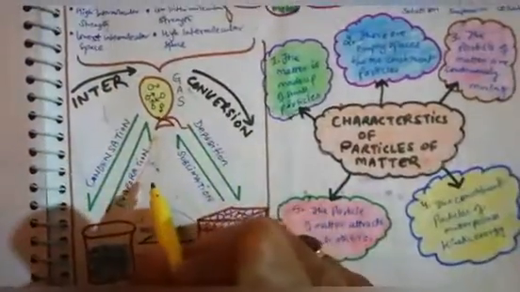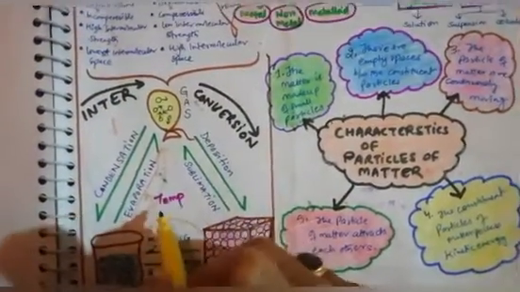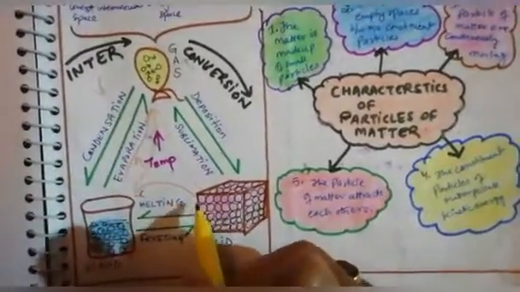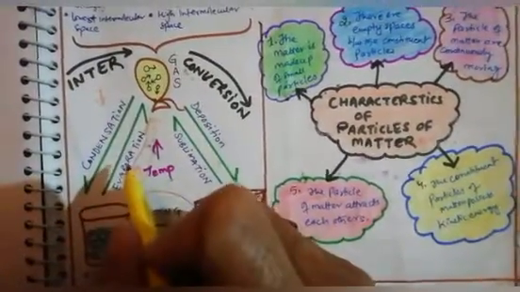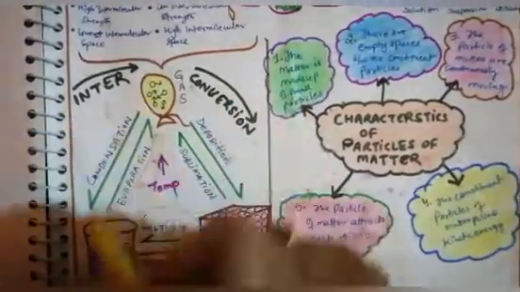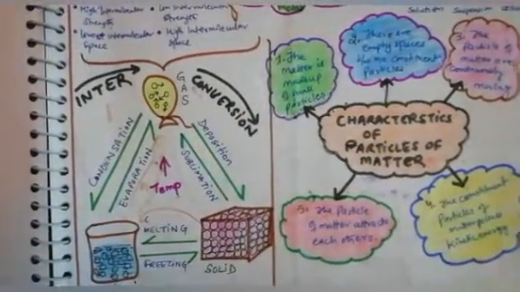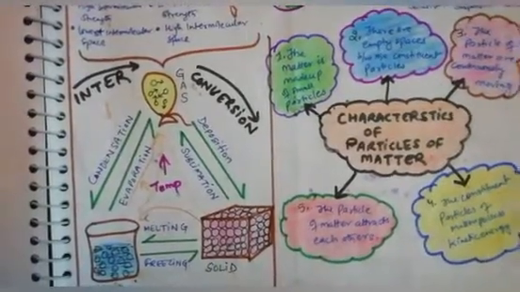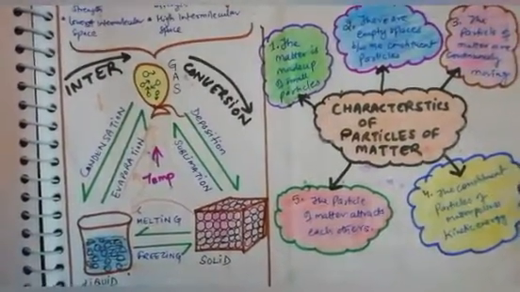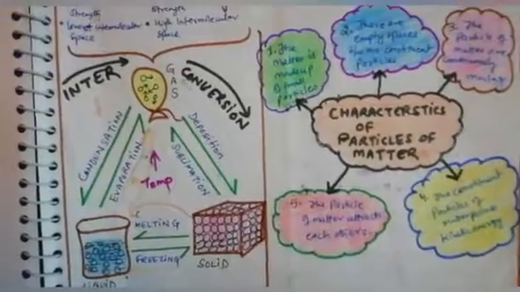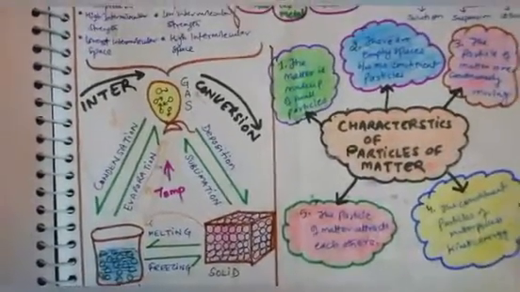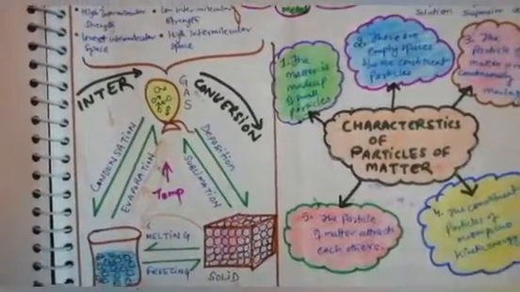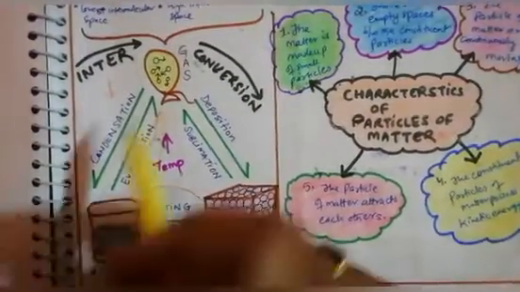So the basic factor is temperature. By increasing temperature we can change solid into liquid, and again by increasing temperature, liquid can change into gas. Let's think practically, let's think scientifically. Whenever we increase the temperature, in simple words whenever we heat anything, it converts solid into liquid and into gas.